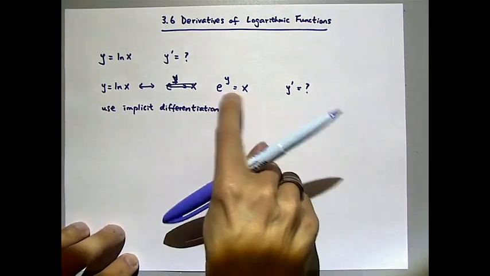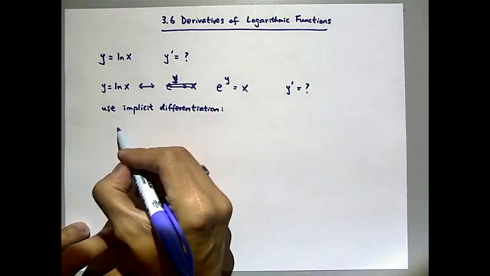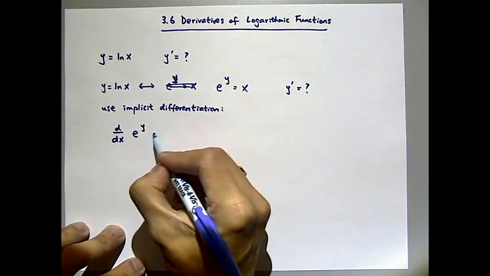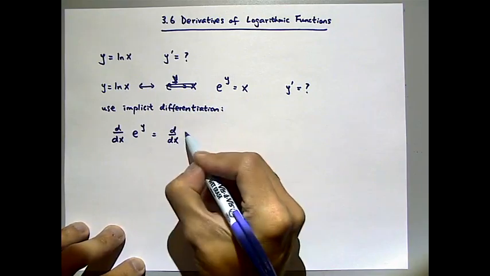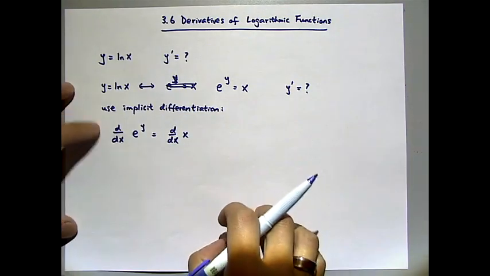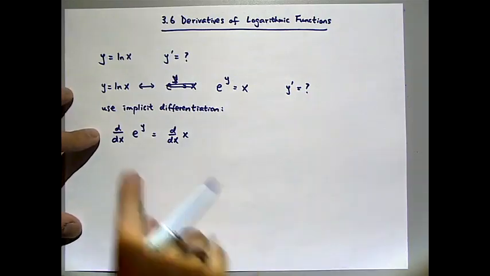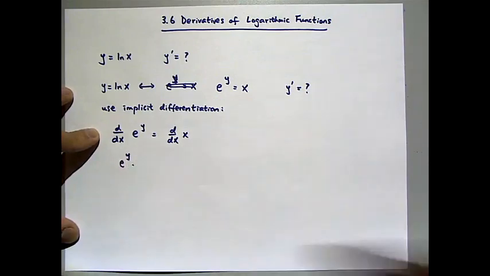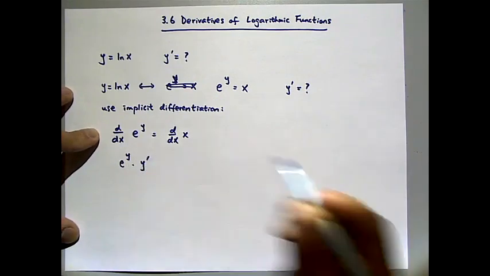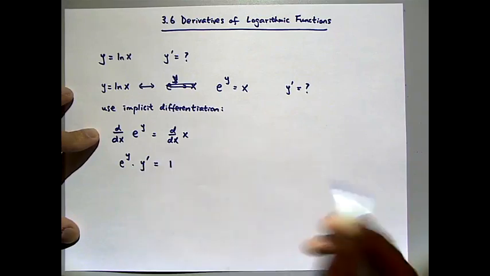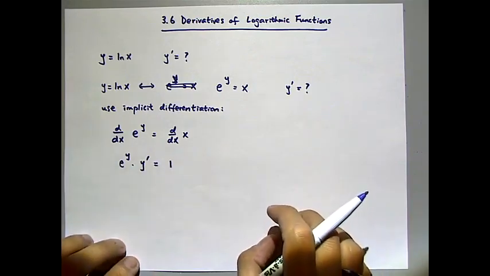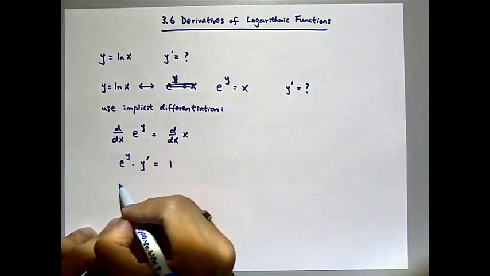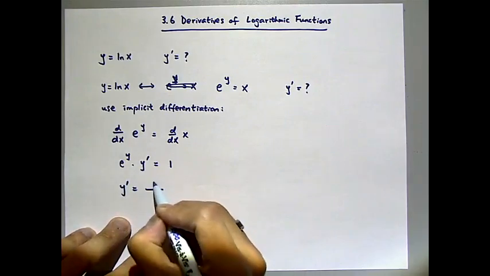Let's take the derivative of this on both sides. Derivative of e to the y with respect to x is the derivative of x with respect to x. On the left-hand side, we have e to the something. The derivative is e to the same thing multiplied by the derivative of that something, in this case y. The right-hand side is just a 1. We want to know y prime, and we're almost there. y prime is equal to 1 over e to the y.